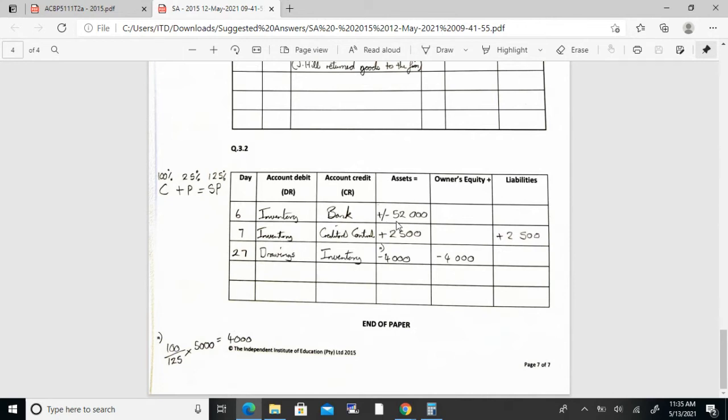Okay, because both of these accounts are assets. Then on the 7th, it says an amount of 2,500 to transport the inventory from the supplier to their premises is still owing to Jump Street Logistics. Okay, so then we ask ourselves which accounts are going to be affected.